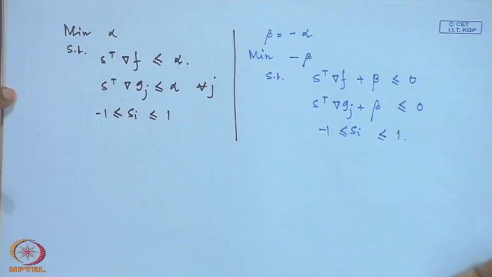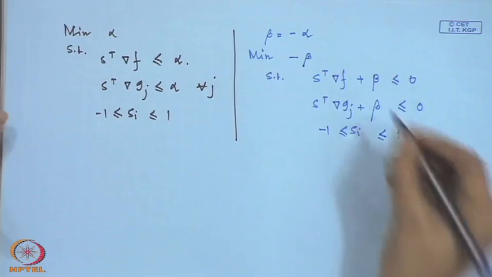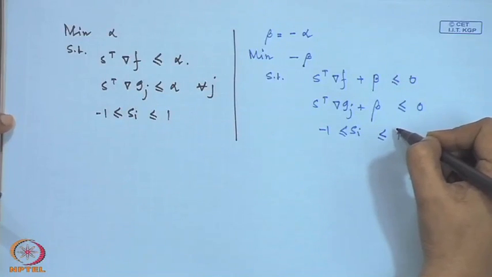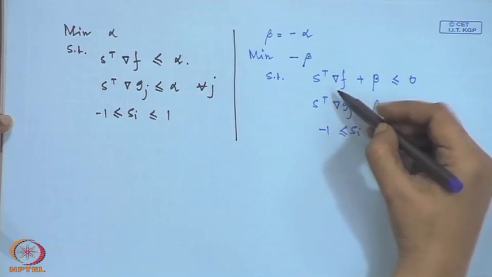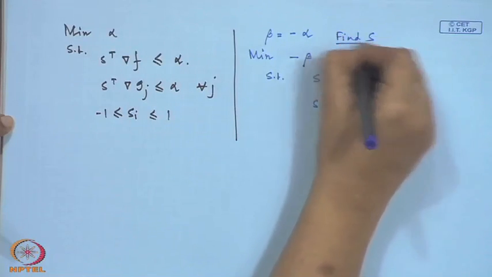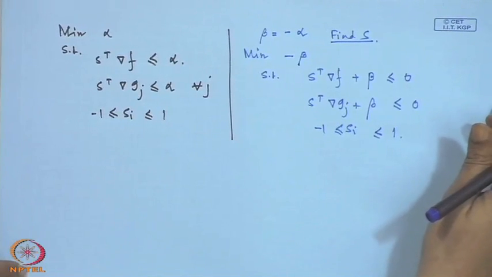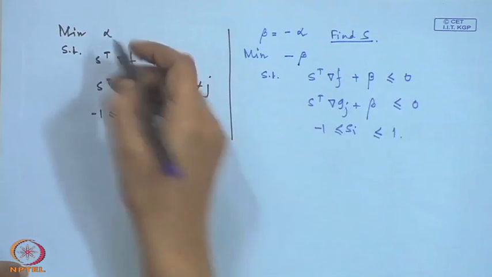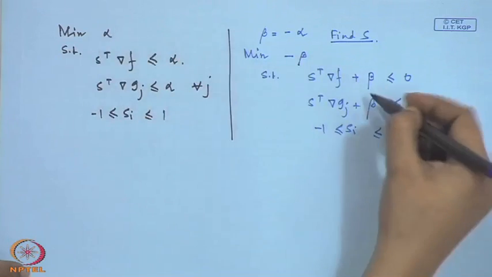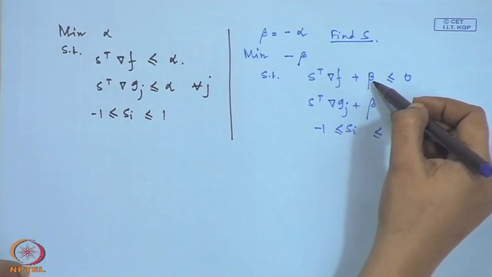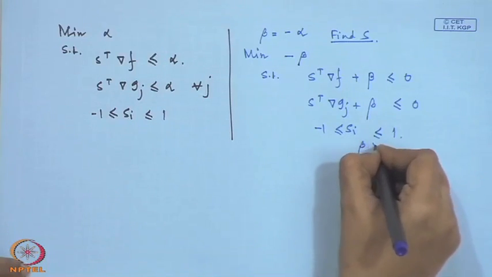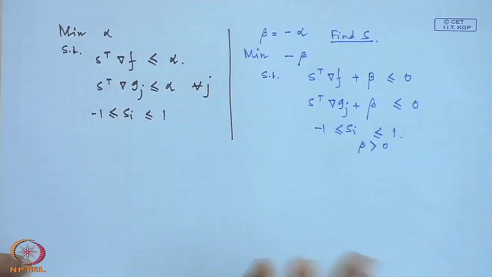What is the advantage of considering that? Because you see, this is a linear function, these are all linear functions. What are the decision variables here? Decision variables are the Si's, because we wanted to find x, S, that is the feasible direction. Now, alpha is a negative value, that is why we wanted to impose that one of the decision variables, that is beta, must be positive. That is why this can be considered very nicely, that beta is positive here.